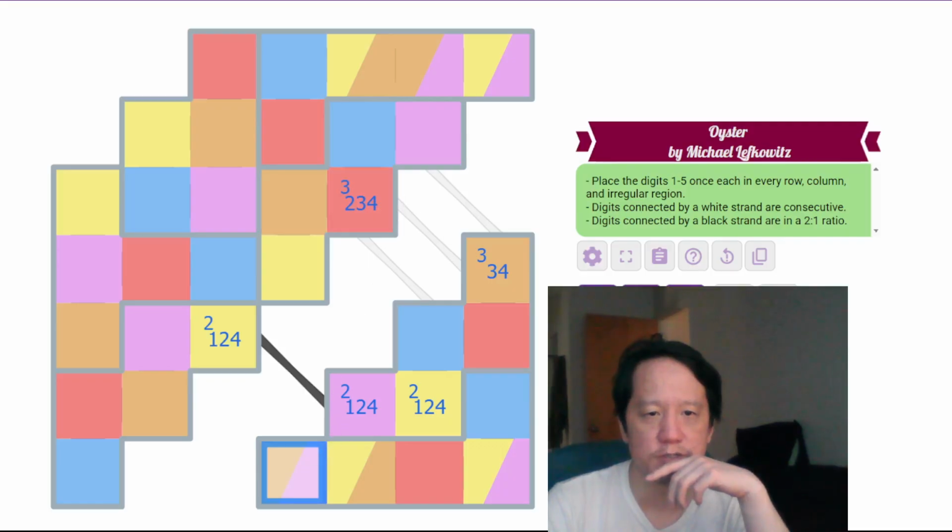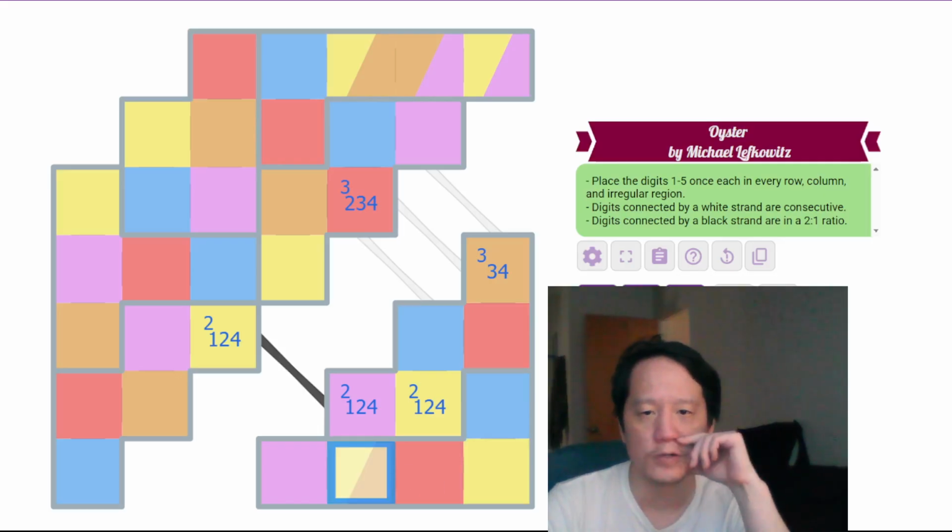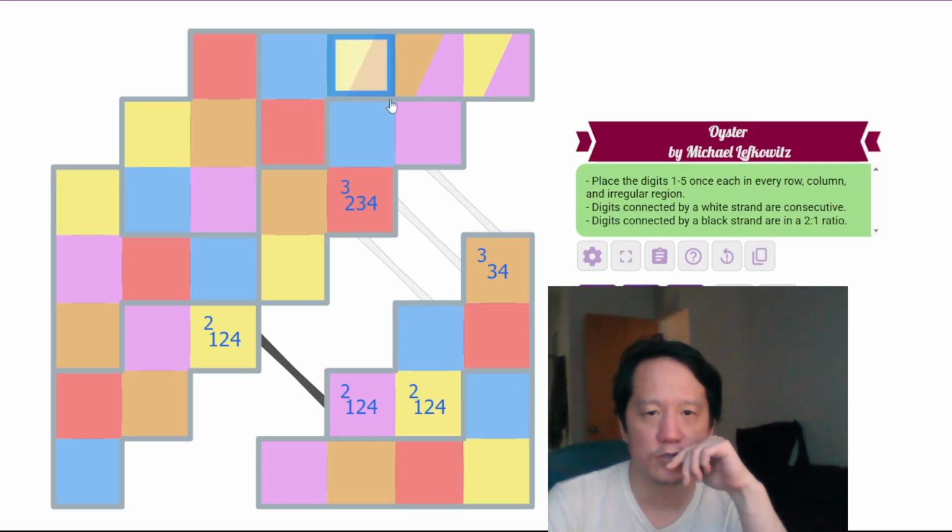That's orange, which means there's no orange here. That's pink. No pink here. That's yellow. No yellow here. That's orange. Orange eliminates orange there. It's yellow. No yellow there. It's pink, which means this can't be pink here.